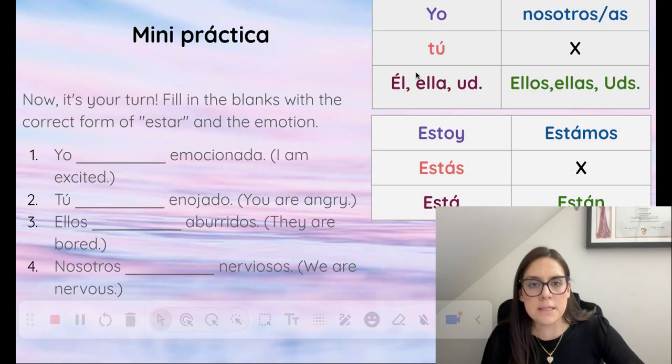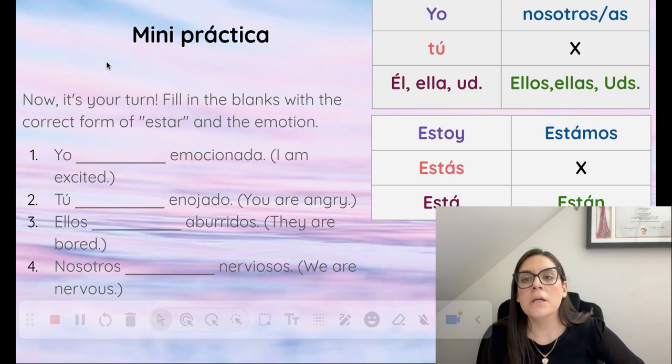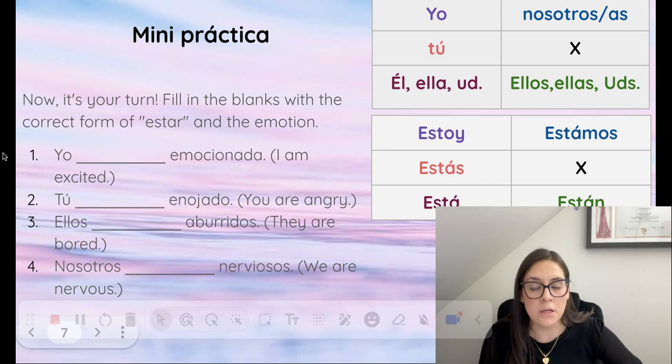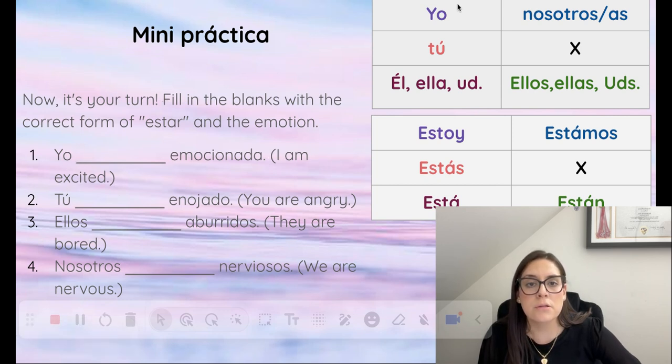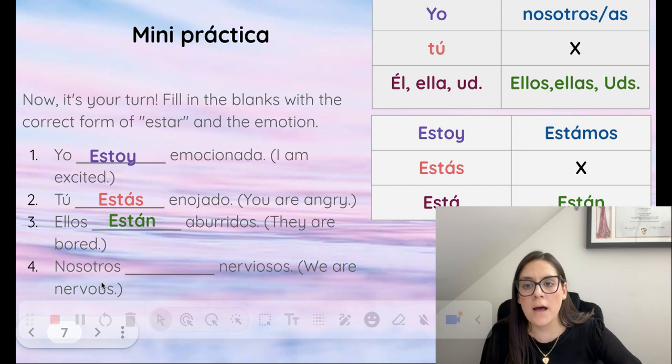Okay? All right, so one last thing. Let's see how well you guys do. Now it's your turn. Fill in the blanks with the correct form of estar and the emotion. So we're going to be using one of these. I put the subject pronouns up on top so that it helps you choose the correct one. So, número 1 dice yo, blank, emocionada. I am excited. Yo, so it's yo right here. Yo, we're going to be using estoy. Yo estoy. Tú, it's right here. Tú estás. Then we have ellos, aburridos. They are bored. Ellos aburridos. We're going to use están because it's ellos. Then we have nosotros. Nosotros estamos nerviosos. We are nervous.